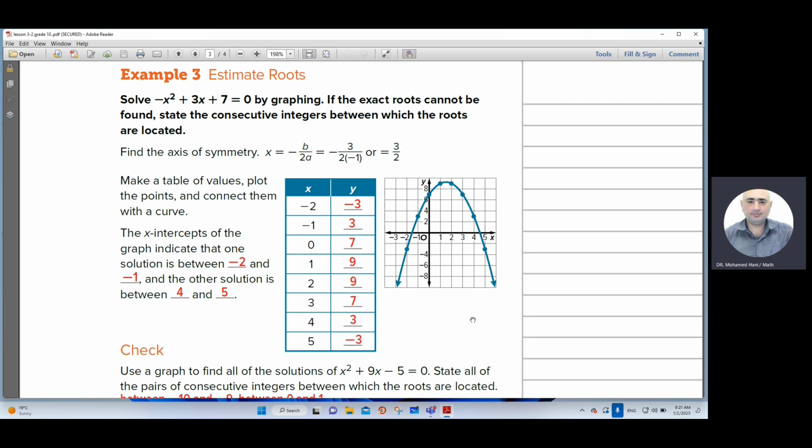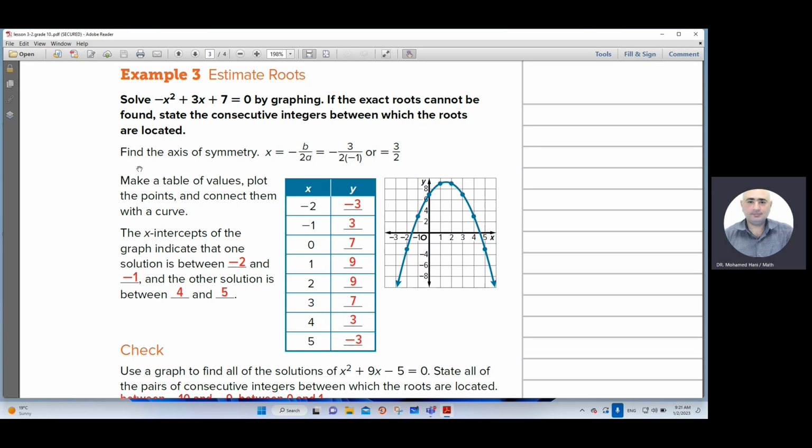In this example, we want to estimate the solution because we cannot know exactly the solution. Solve negative x squared plus 3x plus 7 equals 0 by graphing. If the exact roots, what's the meaning of roots? The solution. Roots means the solution cannot be found. State the consecutive integers between which the roots are located. You can write with me.